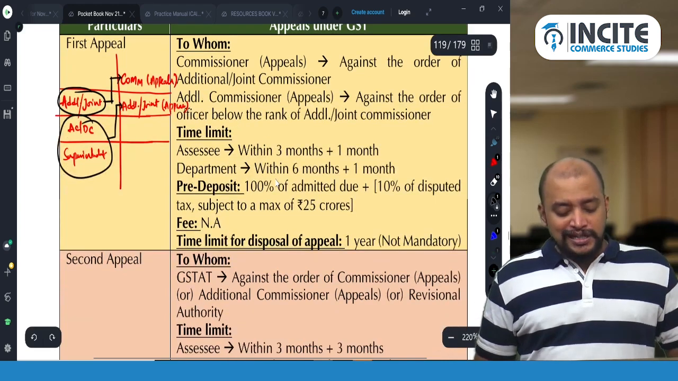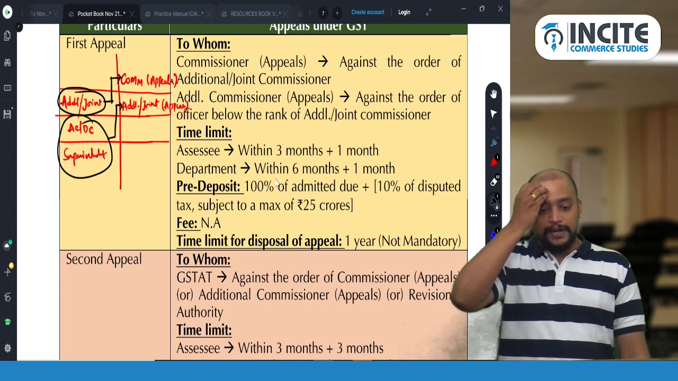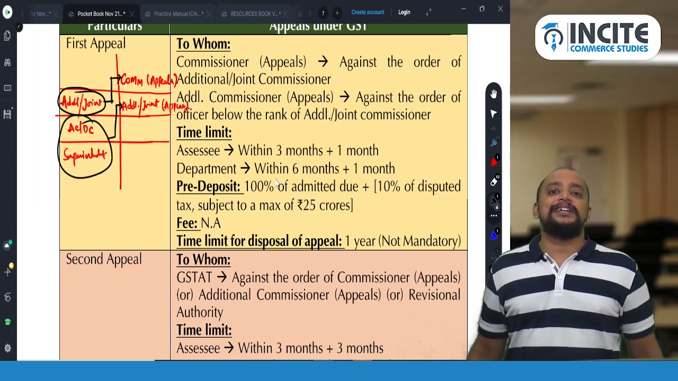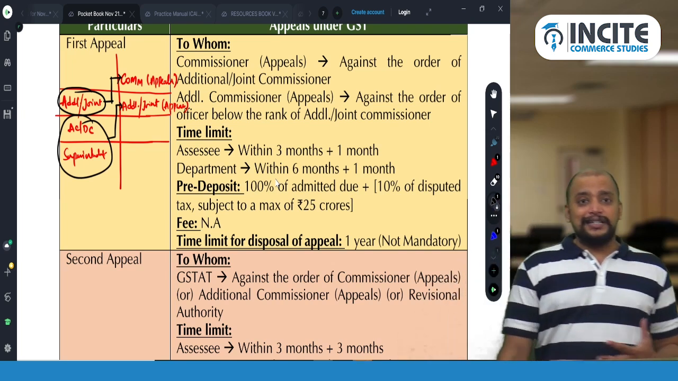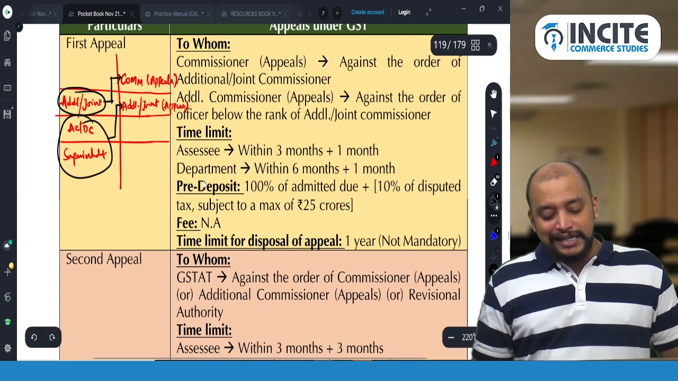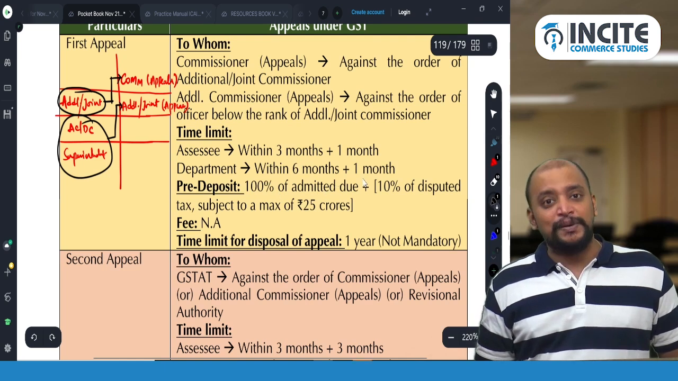With respect to the assessee, it is within 3 months and it can be extended for a further period of 1 month. And with respect to the department, within 6 months and it can be extended for a further period of 1 month. Okay. So this is the time limit with respect to appeals. So assessee within 3 months plus 1 month and department within 6 months plus 1 month.